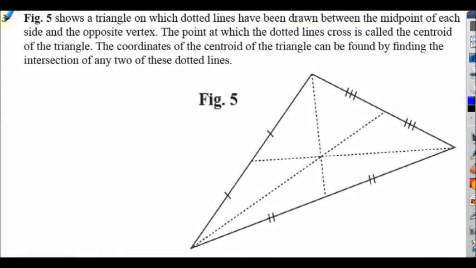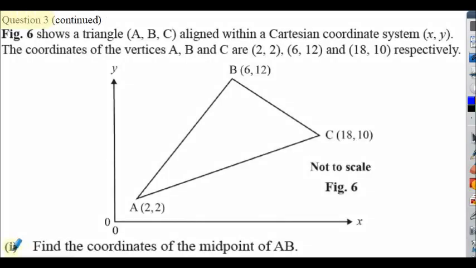Here's question 3. It's the triangle shown in the sketch. I'll let you review the solution at your own pace. Part 1. Find the coordinates of the midpoint of AB. We're going to find the x and the y values to this point here. Solution shown on the following slide.